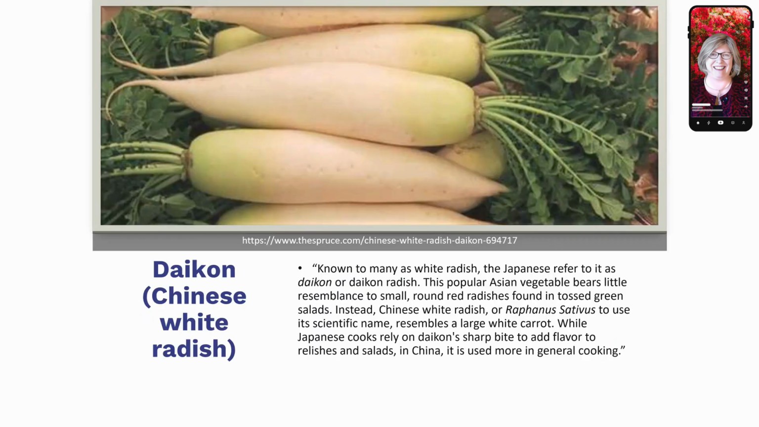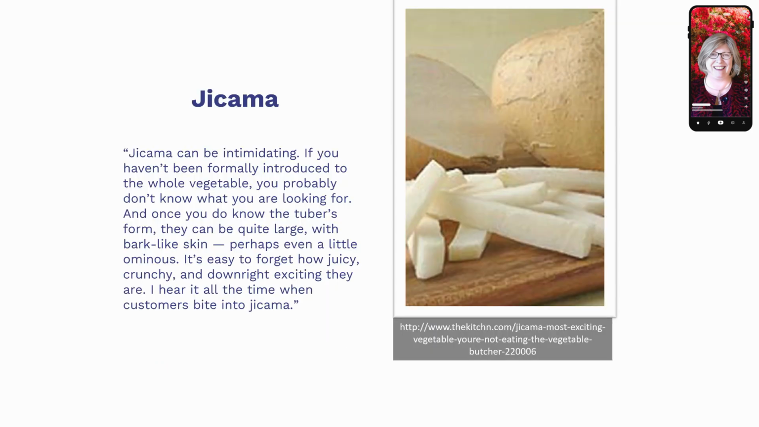The daikon, or daikon radish, is a white radish. This popular Asian vegetable bears little resemblance to small, round, red radishes found in tossed green salads. Jicama can be intimidating.